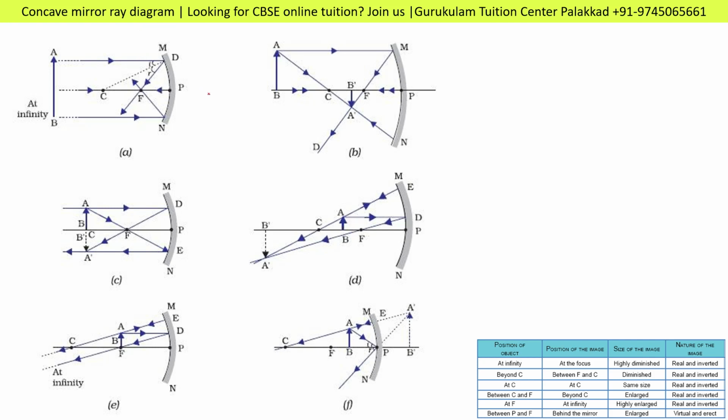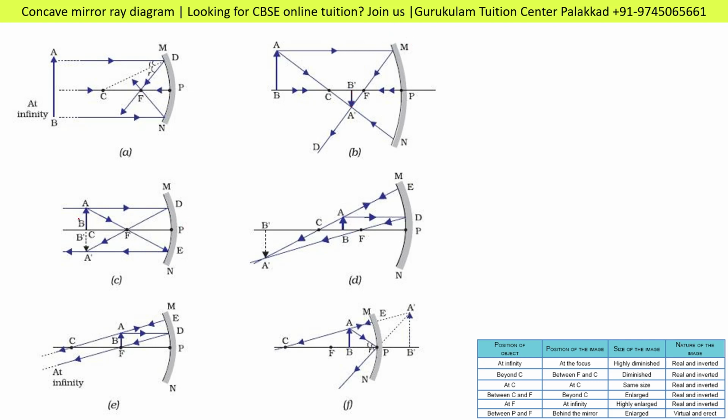And in the second case, the object is placed beyond the center of curvature. So the first light ray, which is traveling parallel to the principal axis, is coming through the focus, and the second light ray is passing through the center of curvature and returning back through the center of curvature. At the point where these two lines meet, we get an image, which is a diminished image, much smaller than the object. It is a real image because it is forming on the same side, and it is an inverted image.